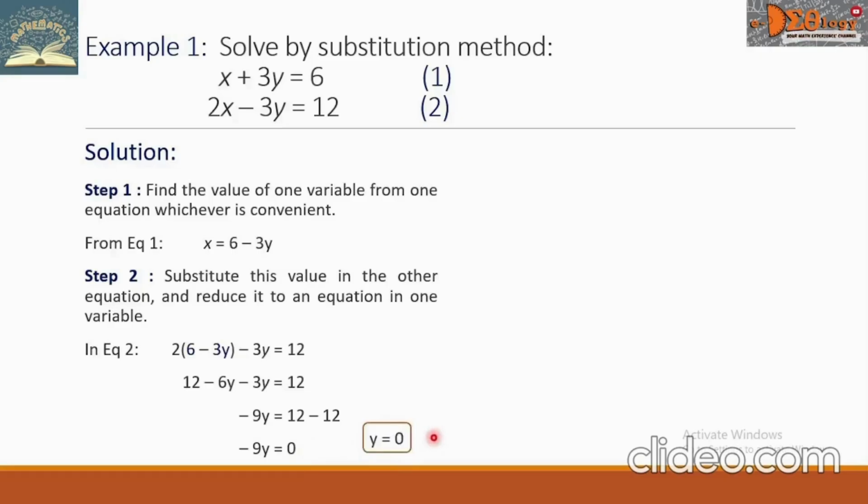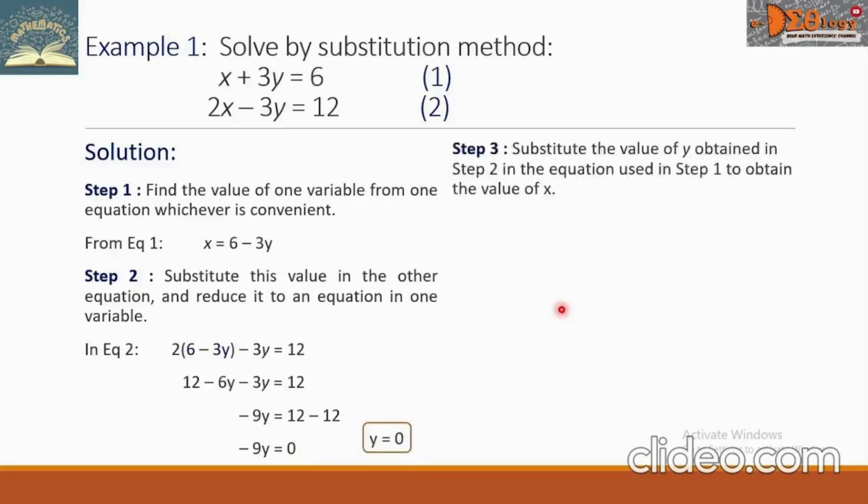This is the value of our y. Then we go to step 3. Substitute the value of y, which is 0, obtained in step 2, in the equation used in step 1 to obtain the value of x. So our equation 1 is x plus 3y equals 6. We substitute the value y as 0 in here. So equation 1 becomes x plus 3 times 0 equals 6. 3 times 0 is simply 0. So the value of x is 6. This is the value of x.